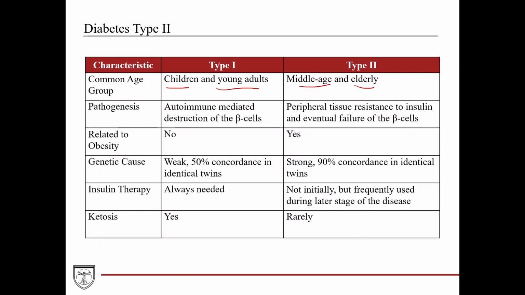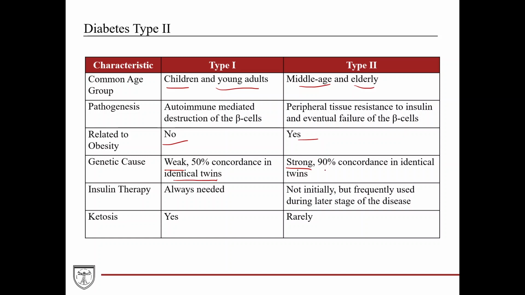If you see someone in those age brackets, don't automatically say, oh, it's type 1 for sure. Make sure you look at some of these other things. Pathogenesis for type 1, like I've said, is an autoimmune mediated destruction of the beta cells. Type 2 is peripheral tissue resistance, and then eventual failure of the beta cells. Type 1 is not related to obesity. Type 2 is.